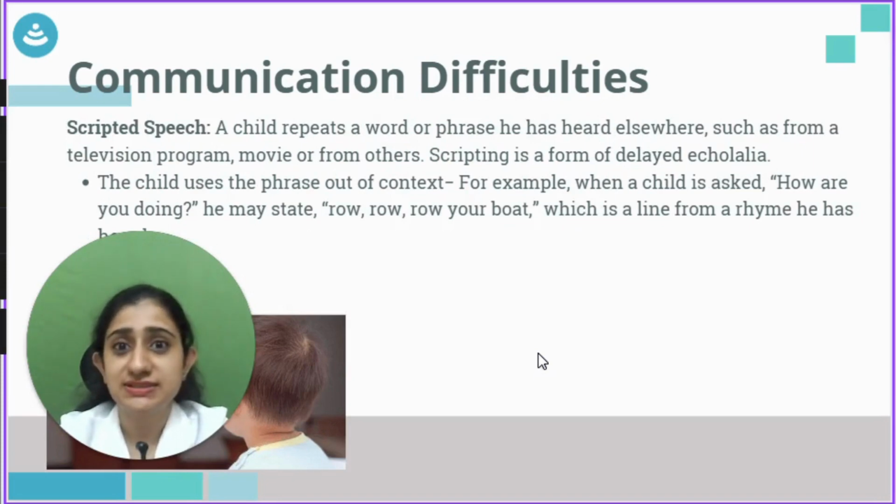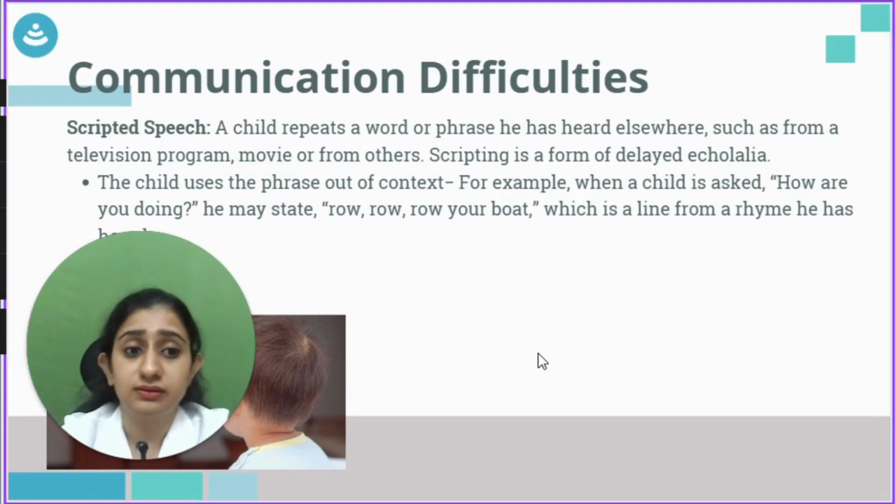Another term is scripted speech. So that is, a child repeats a word or phrase he has heard elsewhere, such as from a television program, movie, cartoons, etc. And scripting is a form of delayed echolalia. The child uses the phrase out of context. For example, when a child is asked, "How are you doing?" he may just say, "Row, row, row your boat," which is a line that he heard from a rhyme.